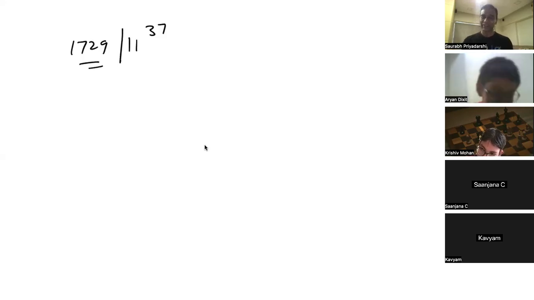Not required, beta. The Chinese remainder theorem is not required. Euler's totient is more than enough for all the answers. Right? This is the sum of all the formulas: Fermat, Chinese remainder theorem, and all the formulas. One more theorem has to come, and two more lemmas.